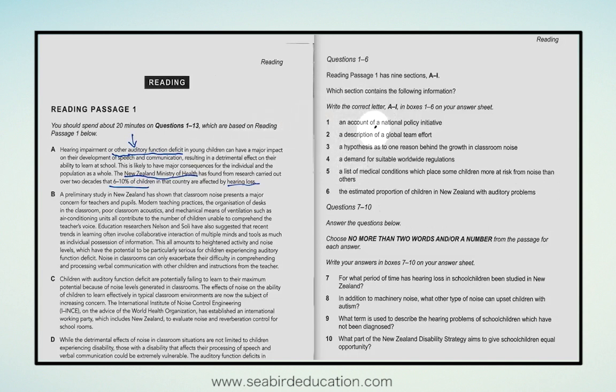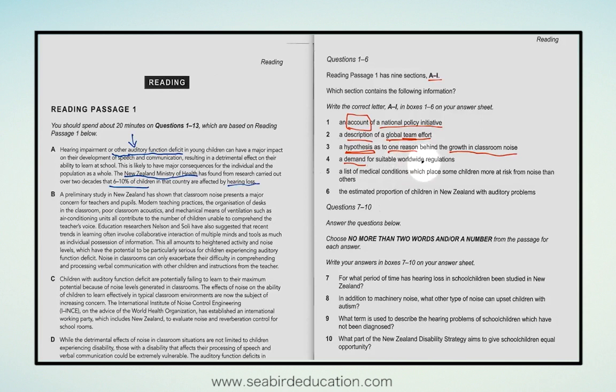Okay, now let's have a look at these question types. So you need to match the sections with the questions. So which section contains the following information? An account of a national policy initiative, so an account. So it's more like a story of how it happened. A description of a global team effort, so that's very important, the word team here. Hypothesis, so a theory as to one reason behind the growth in classroom noise.